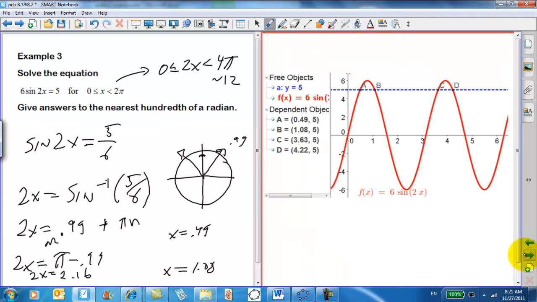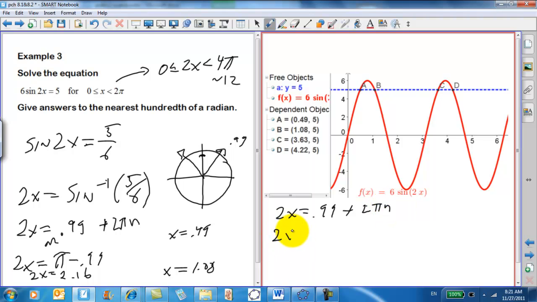But watch what happens when we take the graphical approach. I graph 6 sine 2x, and also y equals 5. And I can see it's clearly crossing 4 spots between 0 and 2 pi. That's because of this shrinking of the period. And so from 0 to 2 pi, we got twice as many answers as we did before. How do we get those other answers algebraically? Well, to get these two answers, you have to consider the fact that 2x equals 0.99 plus 2 pi n.